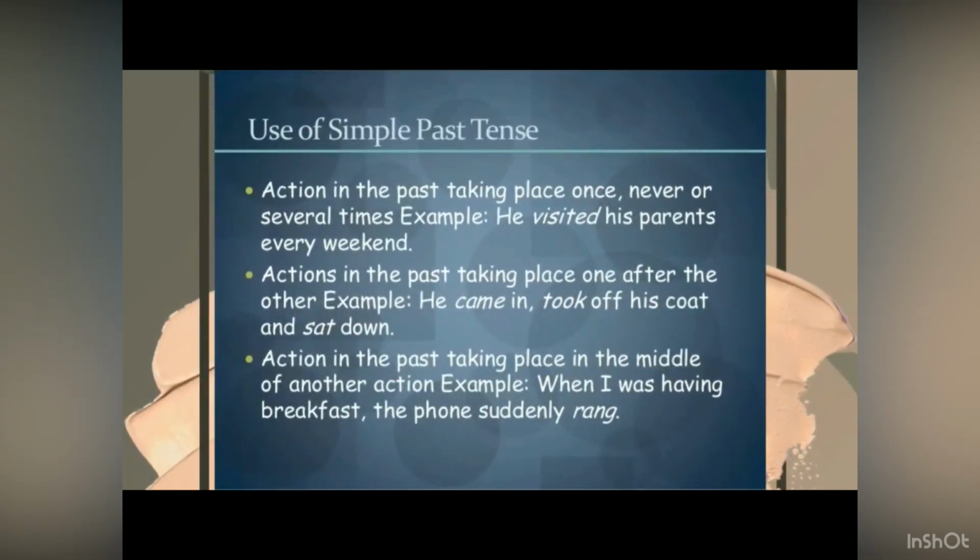This is a very useful guide to know when to use the simple past tense. Remember, action in the past taking place once, never or several times. Example, he visited his parents every weekend. Use it also for actions in the past taking place one after the other. Example, he came in, took off his coat, and sat down. Or also for actions in the past taking place in the middle of another action. Example, when I was having breakfast, the phone suddenly rang.